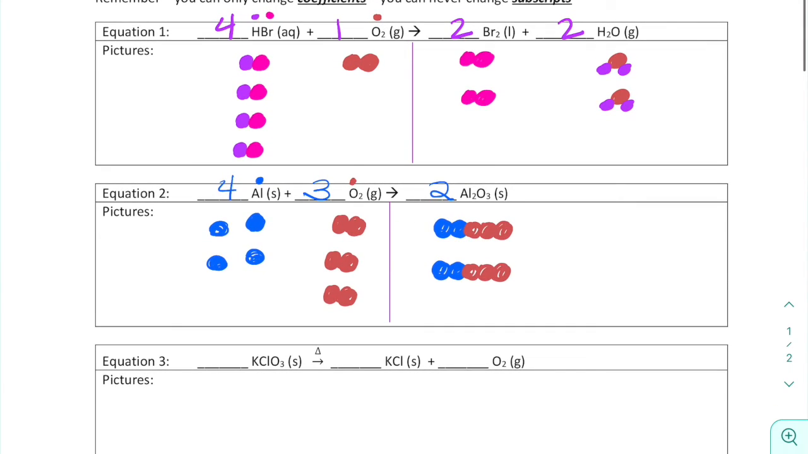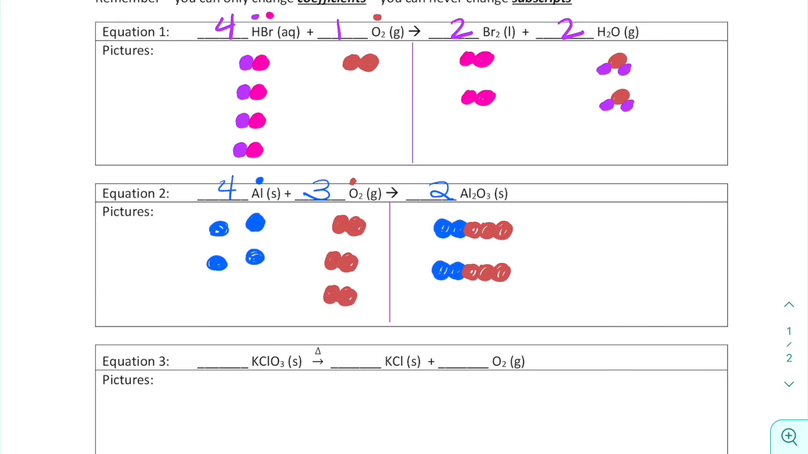I did want to mention something about number 3 real quick, and that was this symbol right here. Hopefully you remember from the notes when there's a little triangle over the arrow that means the reaction is being heated. So it doesn't really tell us anything about the balancing part. It tells us more about a physical representation, like what is actually happening in the reaction, and it's being heated. So that was just a little thing from the notes that popped up.